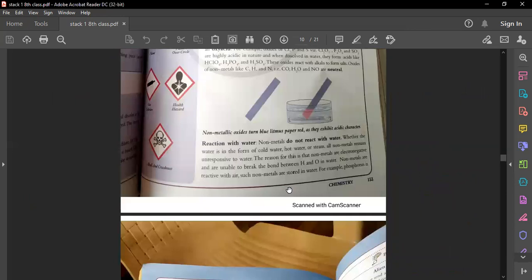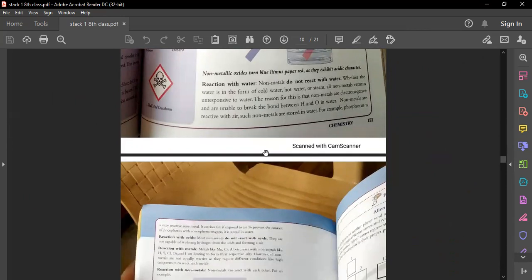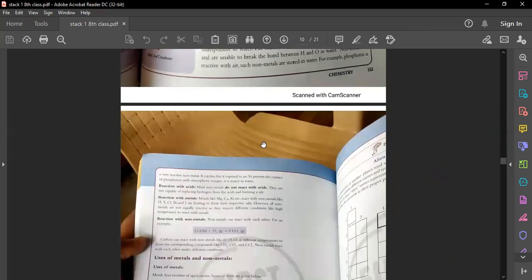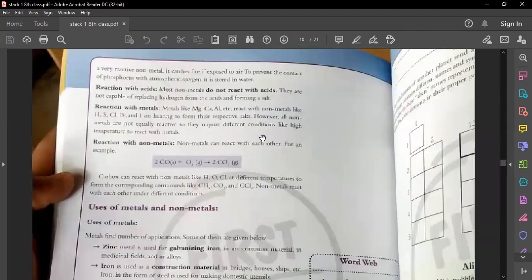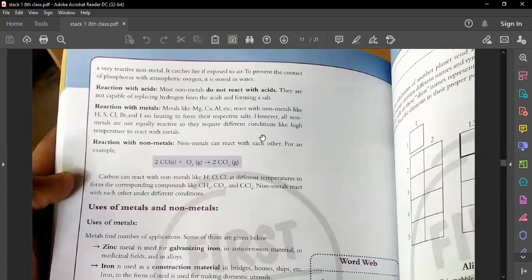Okay. And the next one is the reaction with water. Generally, non-metals will not react that much with water, like how metals will react. If a metal reacts with water, it will produce hydrogen gas, right? But non-metals will not react that much with water. That is only the explanation part. Okay, the reaction with the acids.